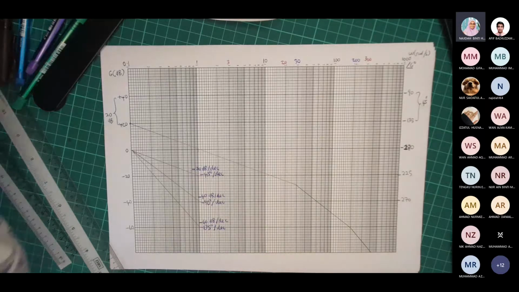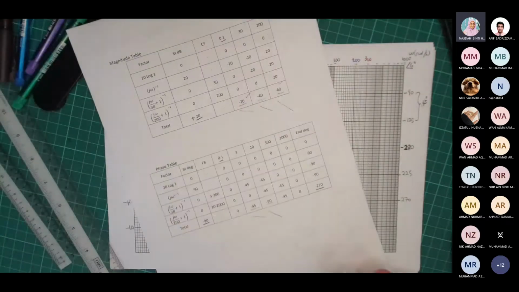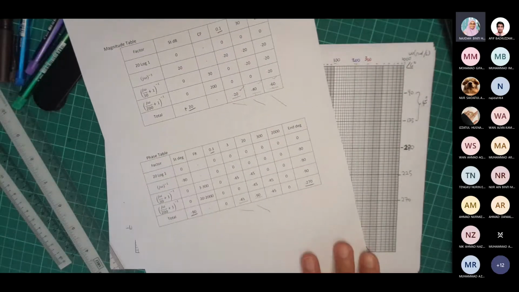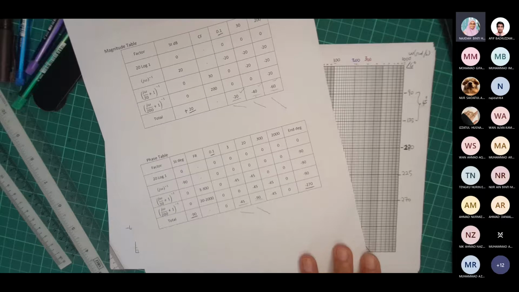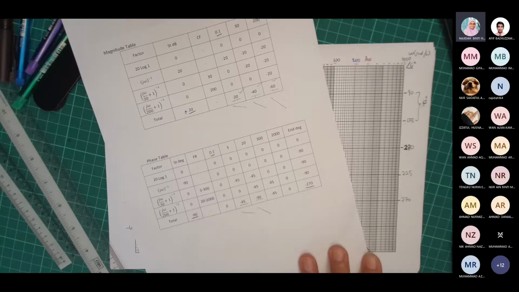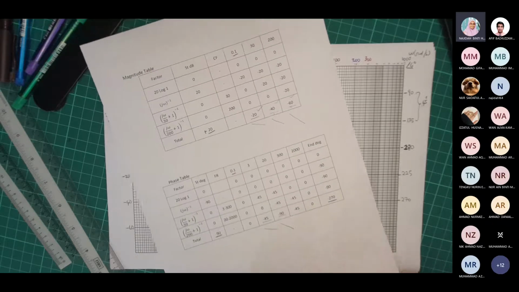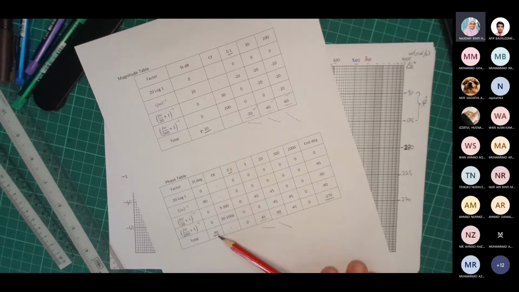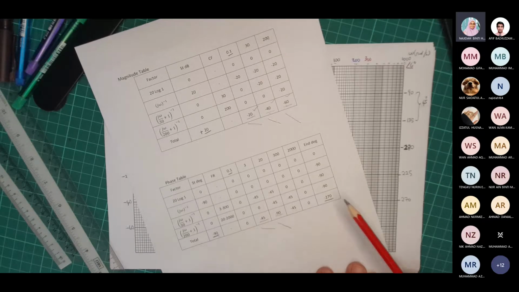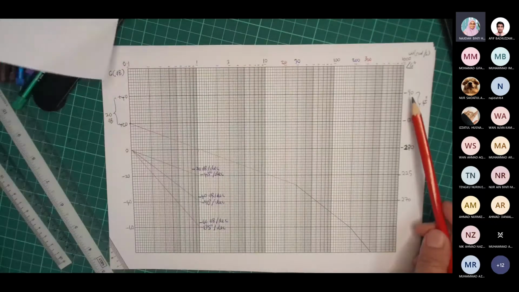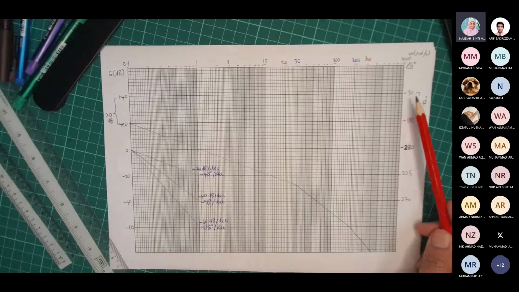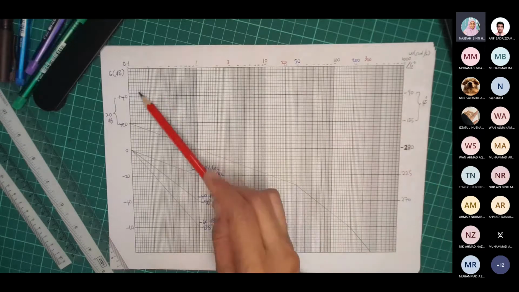Okay, so let's continue on the phase plot. Refer to your phase table. So make sure during the final and test, you have your answer script where you already completed your Bode table, magnitude and phase, then only you can sketch your Bode plot accurately. So for the phase table, we start our plotting of the phase at -90° and at -270°. So this is our -90°. But my warning is do not start from here. You have to start from here.